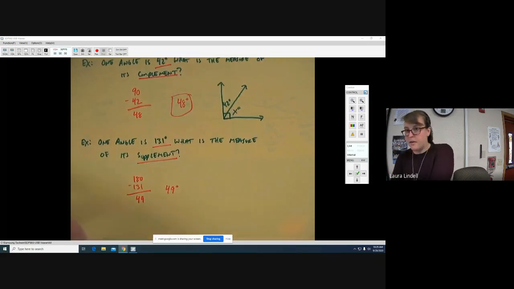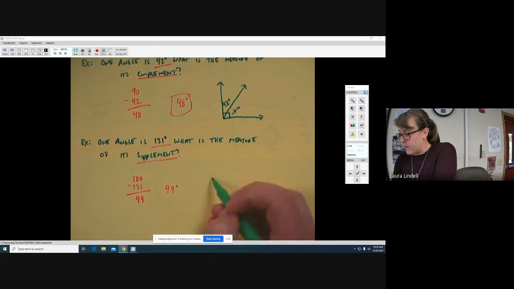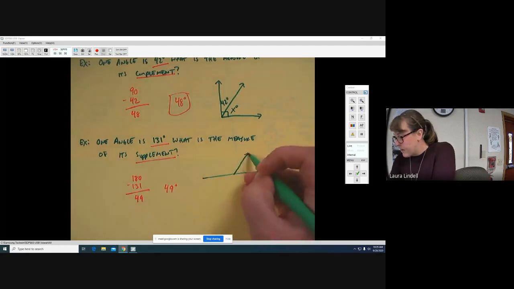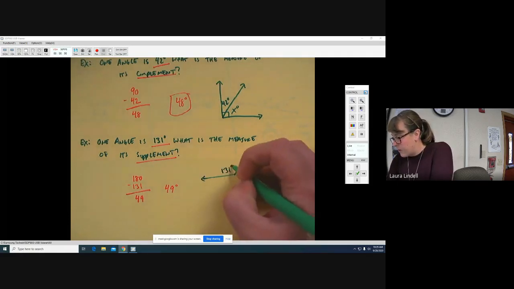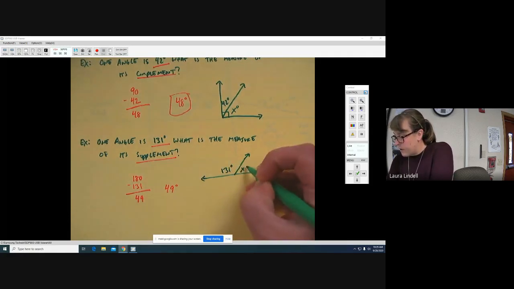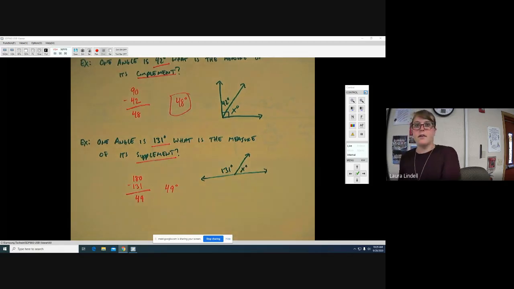Another way that they might show you this problem, though, is again with a picture. We might have something like this, where we have a linear pair, where we know that this angle is 131 degrees, and we want to know what our other angle is. Okay. So those are some different possibilities here of problems that you could see.